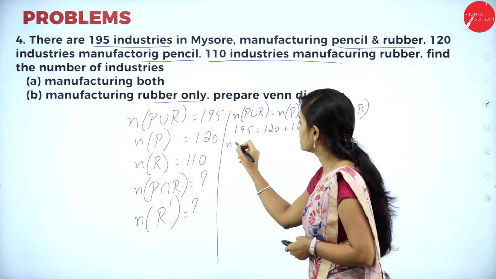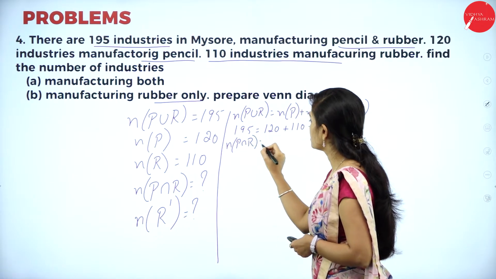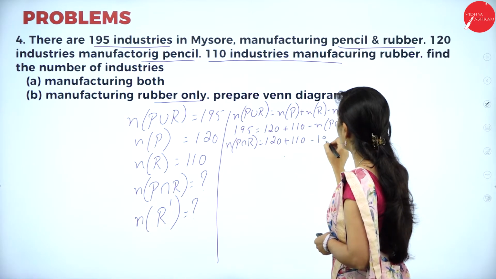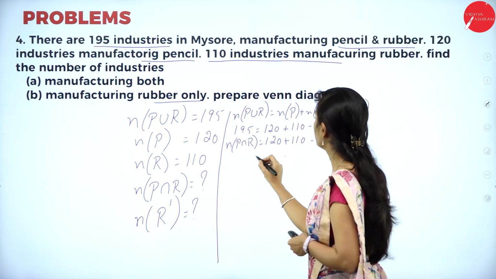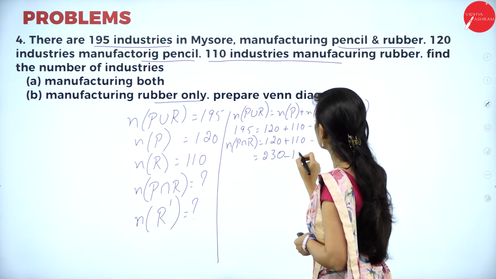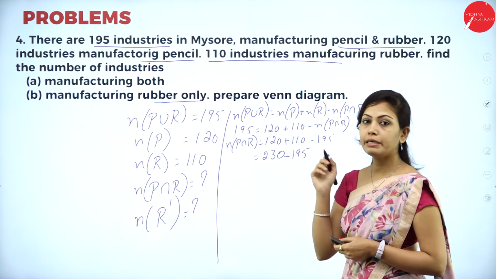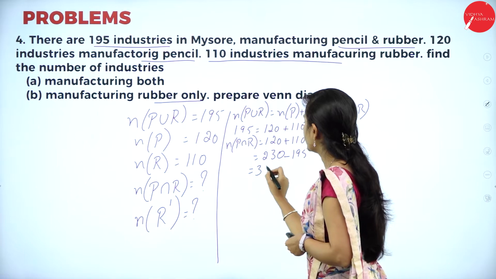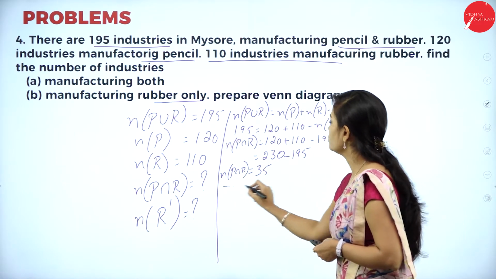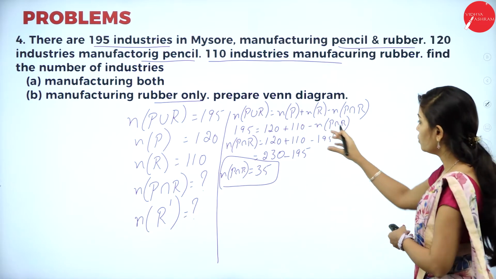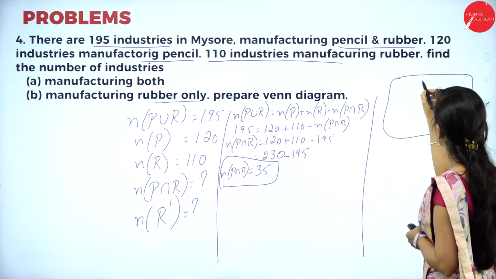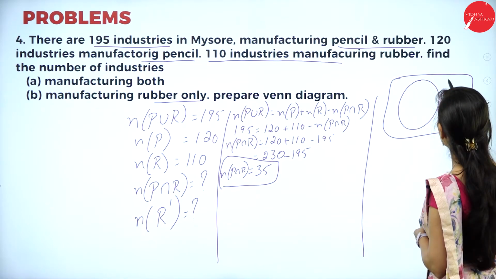So cross multiply this, P intersection R is equal to 120 plus 110 minus 195. So now 120 plus 110 is 230, minus 195. 230 minus 195 is 35. So N of P intersection R is equal to 35. So now draw the Venn diagram for this first. Draw a Venn diagram for N of P intersection R.